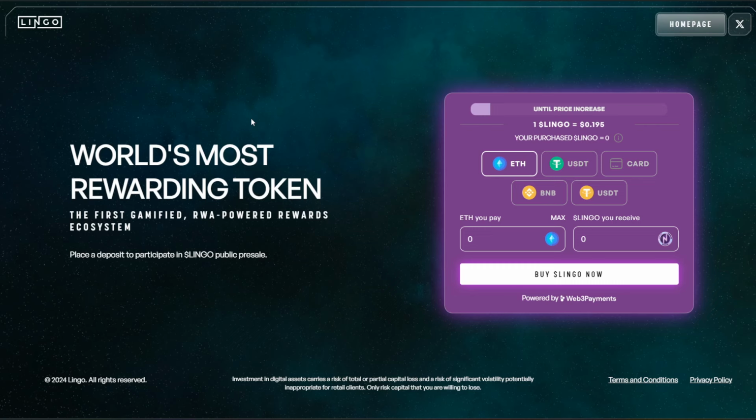The team behind Lingo is dedicated to creating a robust ecosystem where real-world assets are tokenized, providing liquidity and new opportunities for investors. This approach aligns perfectly with the growing trend of asset-backed tokens, which are seen as the next big thing in the crypto world. The journey of Lingo is reminiscent of Solana's early days. Both started with modest prices and gradually gained traction as their unique value propositions became more apparent. With Lingo's focus on RWA and its solid technological foundation, the potential for growth is significant.